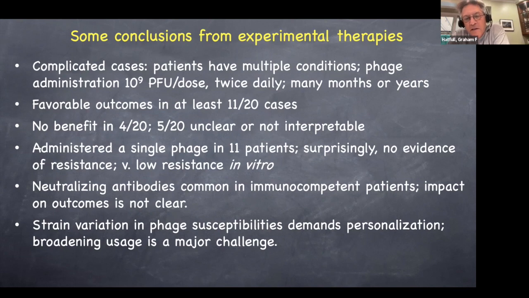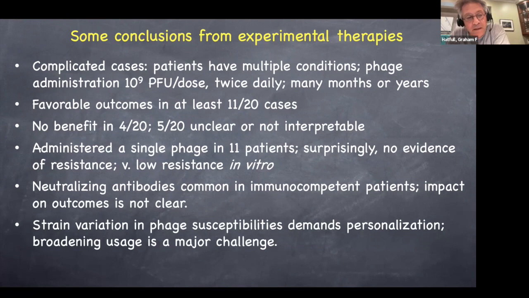For those 20 cases, we have 11 out of those, I think, with fairly well-defined favorable outcomes, either clinically or microbiologically. 5 are kind of unclear, uninterpretable. If a patient, for example, died very shortly after administering the phage, you have no opportunity to really see if there's a good outcome or not. In 4 out of the 20, we see no obvious benefit from the phage administrations at all. We don't know why, but we would clearly like to understand that.